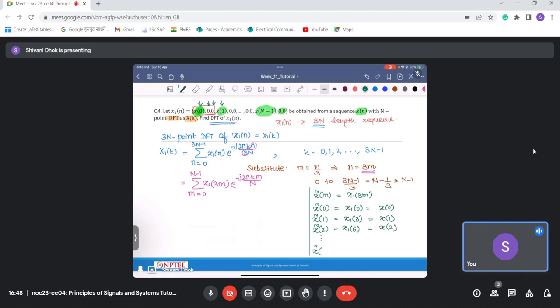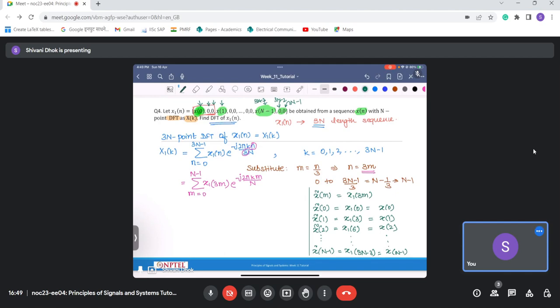If I consider x tilde of n minus 1, this is equal to x1 of 3n minus 3, and this is the location. So this is the 3n minus 1 location, this is 3n minus 2, and this is 3n minus 3. So x tilde of n minus 1 is equal to x of n minus 1, and all the values after this are equal to 0.